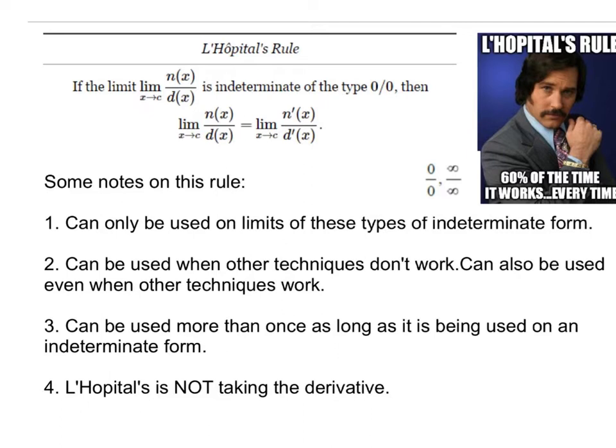The most important thing is you have to check for indeterminate form. It can be used when other techniques don't work, but it can also be used when other techniques do work. And it can be used more than once as long as when you apply it, you get another indeterminate form, and this is not taking the derivative.